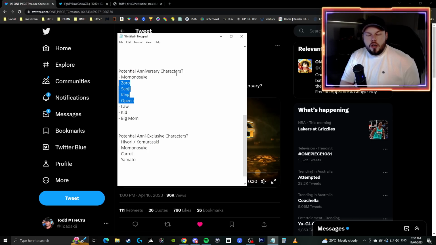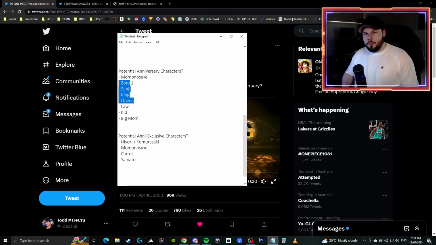And there are different concoctions that people are thinking about. People are saying you could have a Zoro and Sanji dual unit with a King and Queen dual unit. You could have Zoro versus King, a Sanji versus Queen. You could have just random concoctions of these units. You could have just four solo legends of a solo Zoro, Sanji, King, and Queen. I'm not really too sure, but I do like the fact that Zoro, Sanji, King, and Queen could potentially get units.